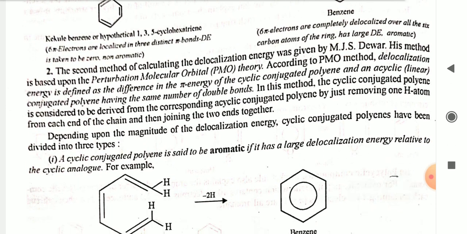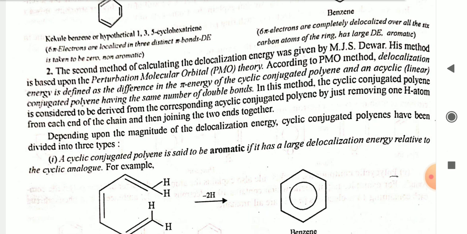Second, the method of calculating the delocalization energy was given by M.J.S. Dewar. This method is based upon the perturbation molecular orbital theory. According to the PMO method, delocalization energy is defined as the difference in the pi energy of the cyclic conjugated polyene and an acyclic conjugated polyene having the same number of double bonds. In this method, the cyclic conjugated polyene is considered to be derived from the corresponding acyclic conjugated polyene by just removing one H atom from each end of the chain and then joining the two ends together.